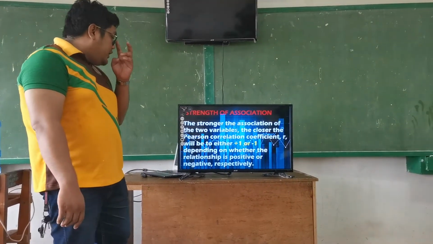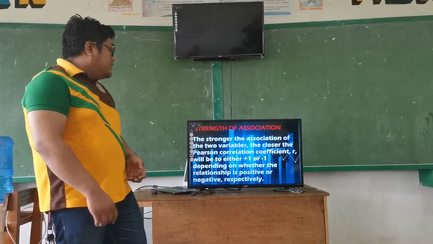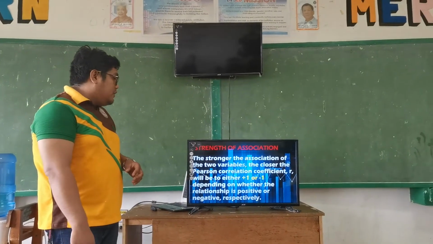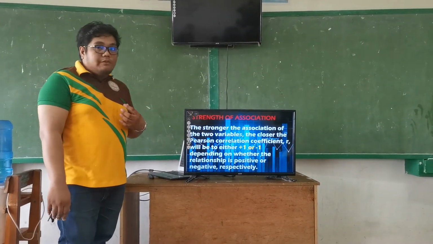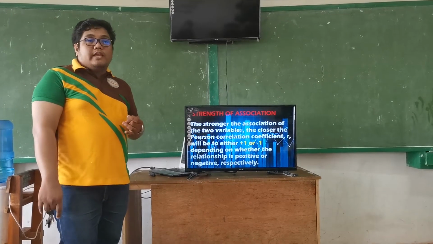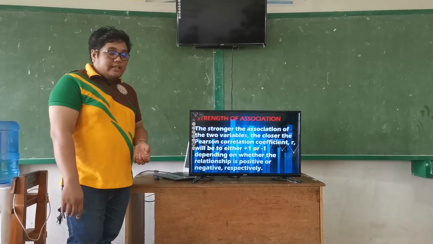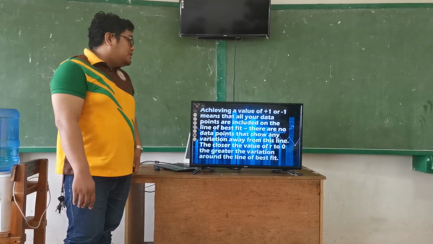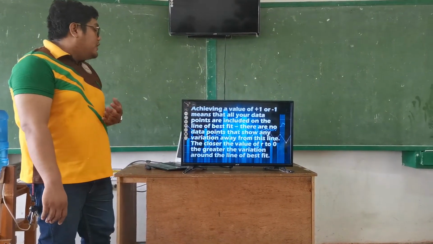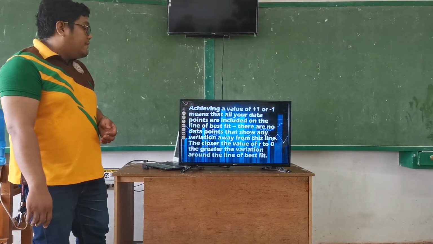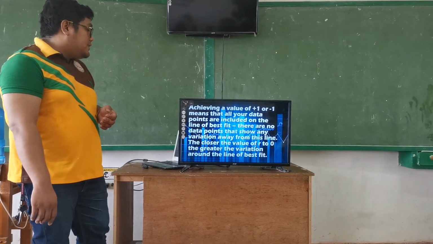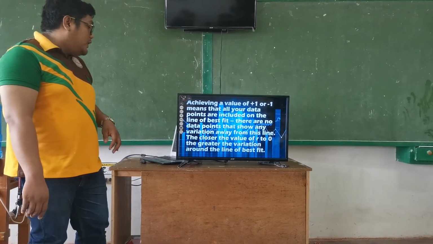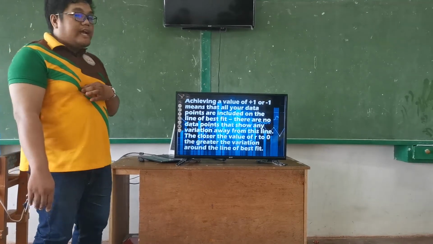As for the strength of association, the stronger the association of the two variables, the closer the Pearson correlation coefficient R will be to either +1 or -1, depending on whether it's a positive or a negative correlation. Achieving a value of +1 or -1 means that all your data points are on the line of best fit. There are no data points showing any variation away from this line. So the closer the value of R to 0, the greater the variation around the line of best fit.